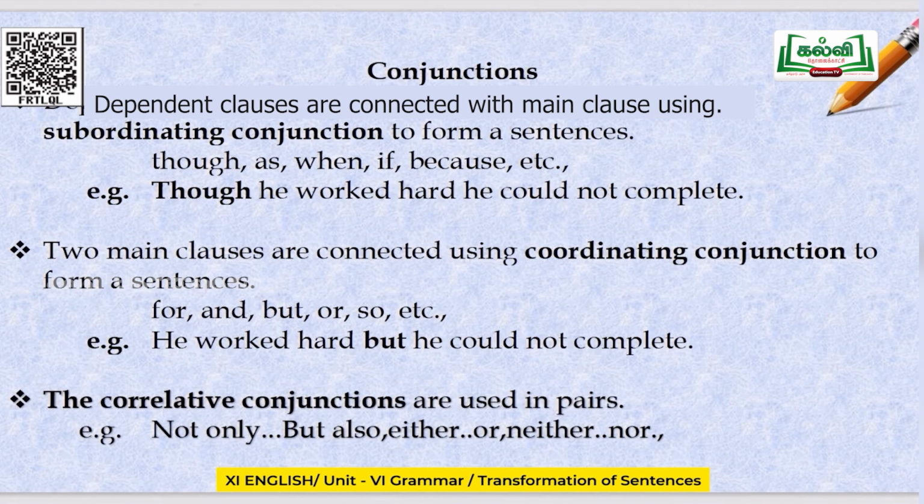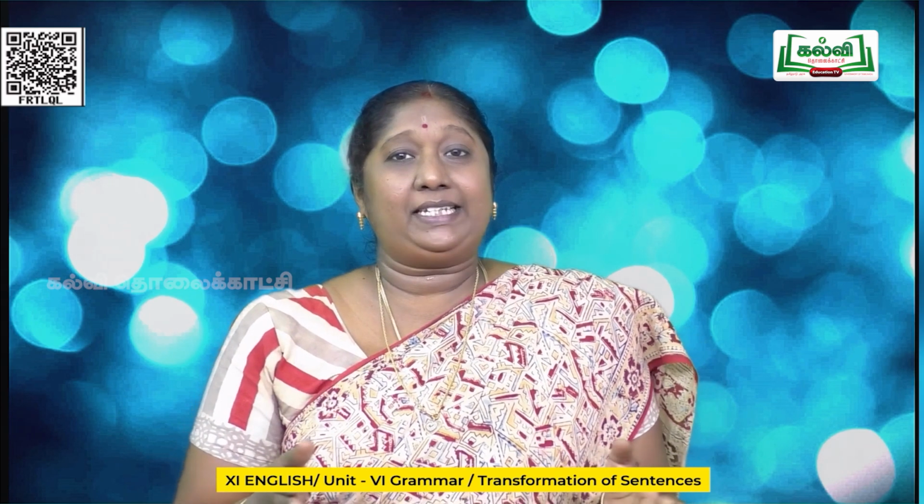And what is a correlative conjunction? Correlative conjunctions are used in pair, like not only but also, either or, neither nor. These are correlative conjunctions. Next, we shall learn about sentences. There are three types of sentences: simple sentence, complex sentence, and a compound sentence.